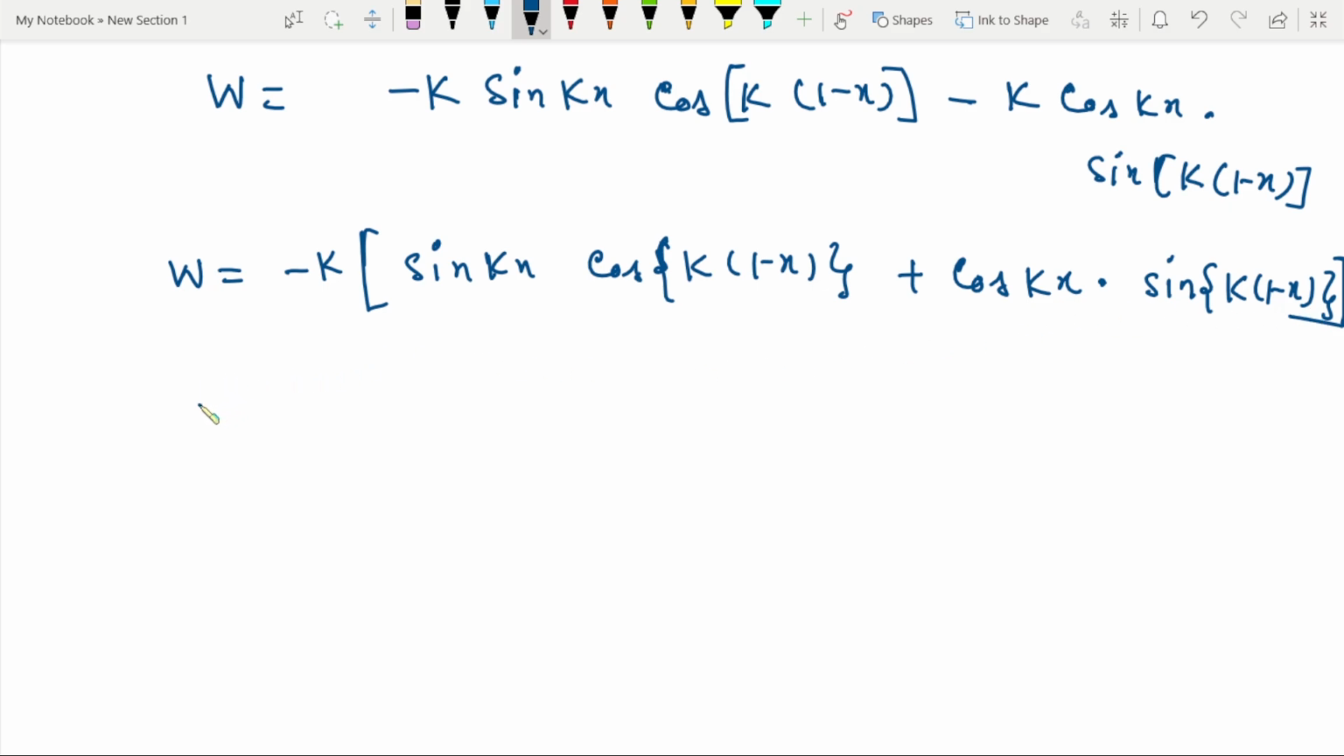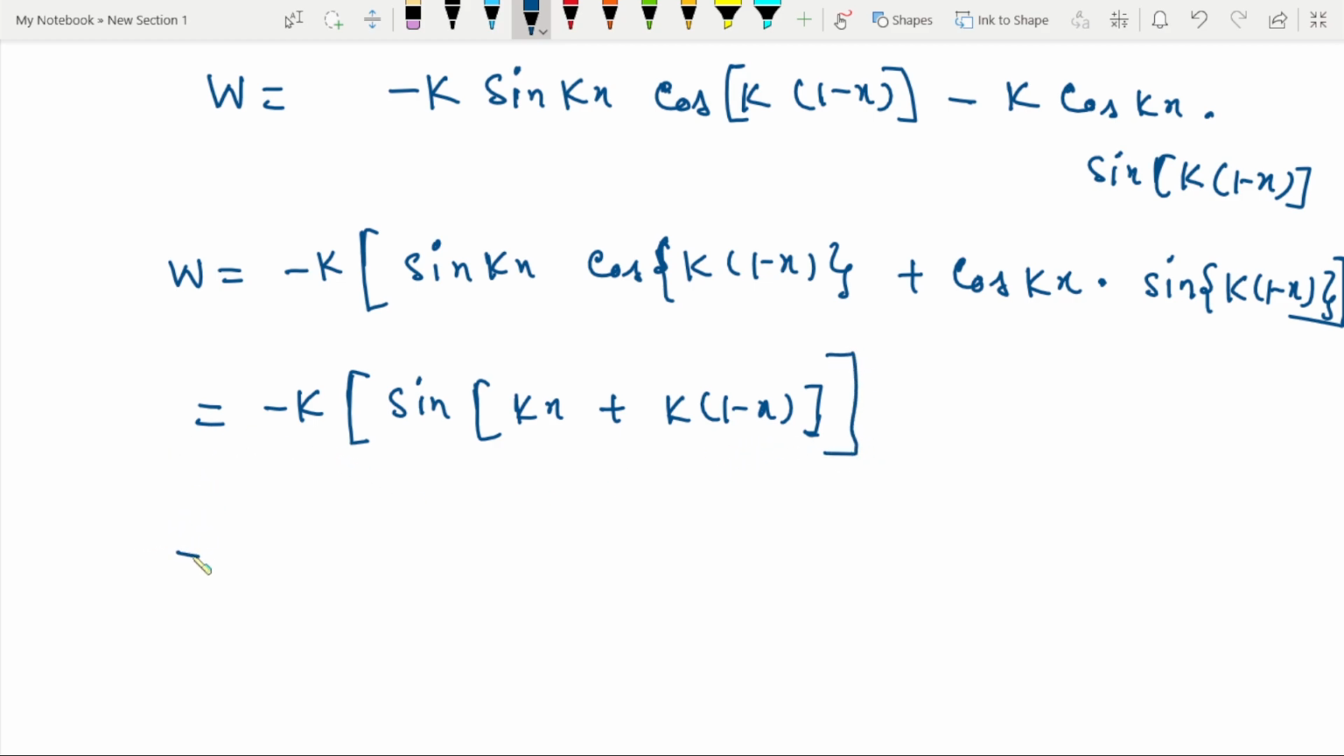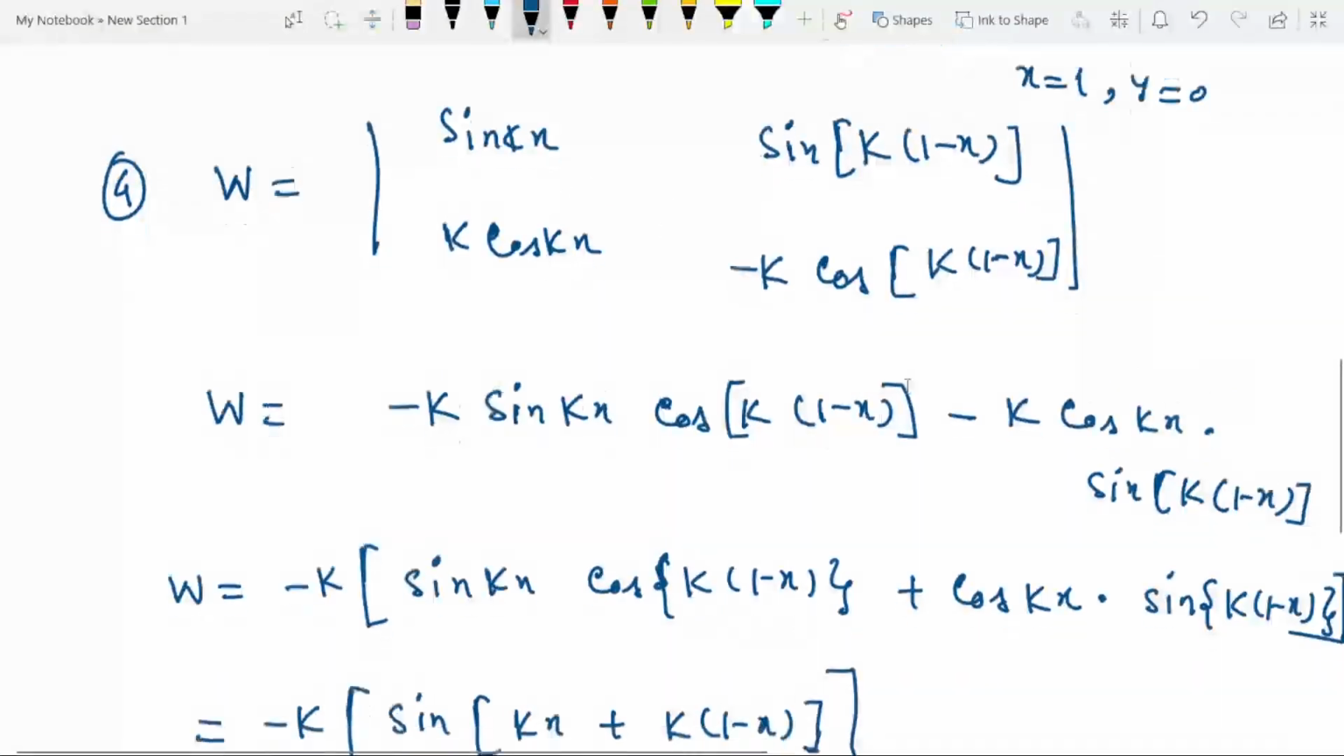Okay, this will be it. So what will this be? This is the sin(A+B) formula, sin(kx plus k(1 minus x)). So this is the sin(A+B) formula. Here minus k, and the kx and kx cancel, so only sin k remains. So this is sin k. So the Wronskian we got is w is equals to minus k sin k. Okay, now this is step 4.